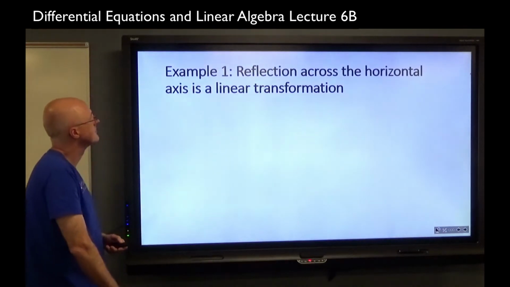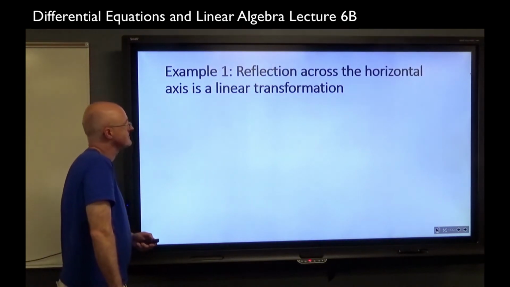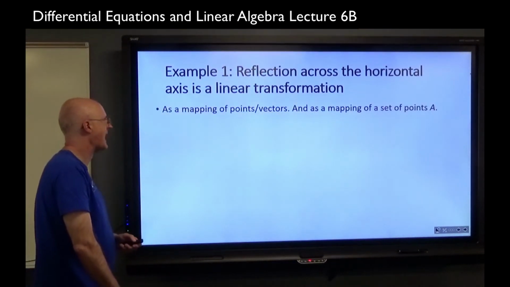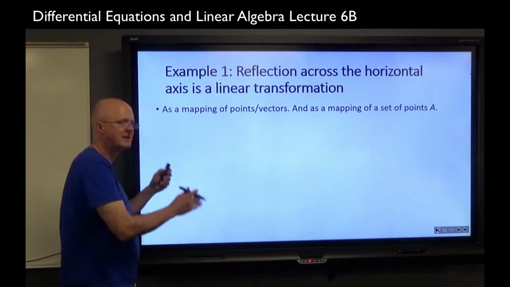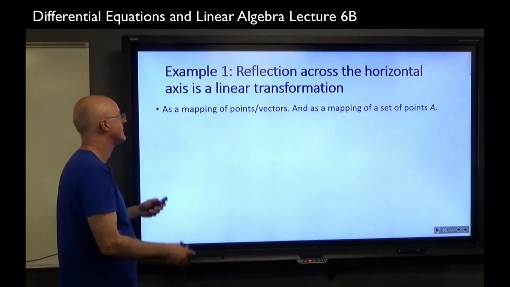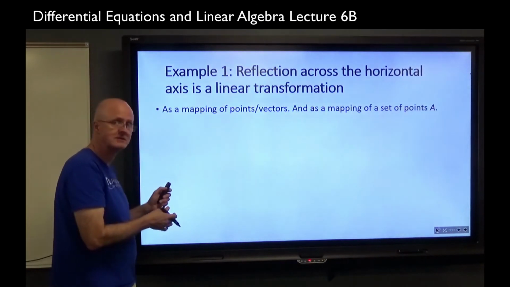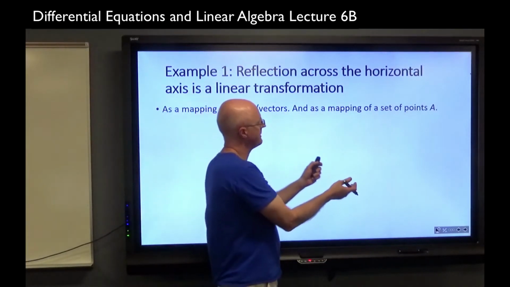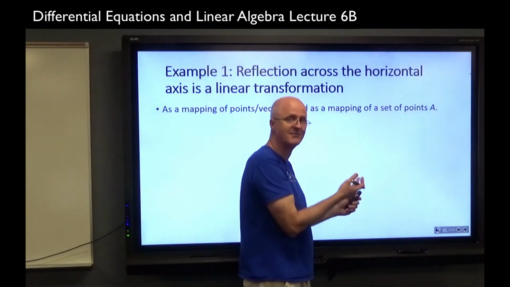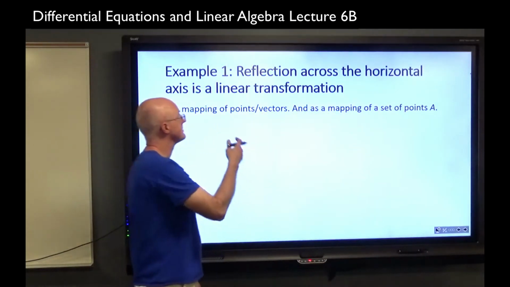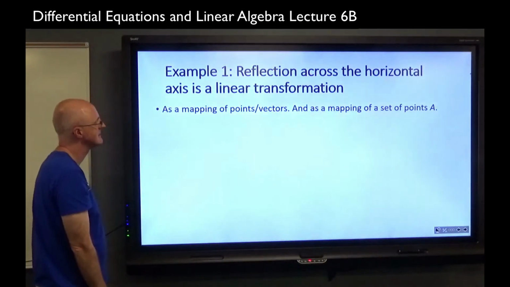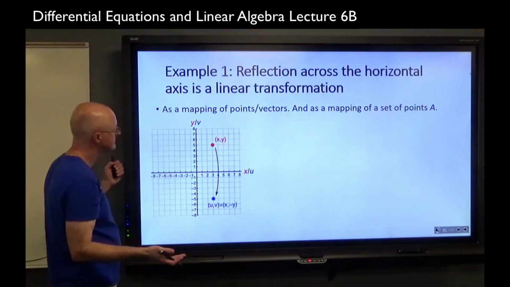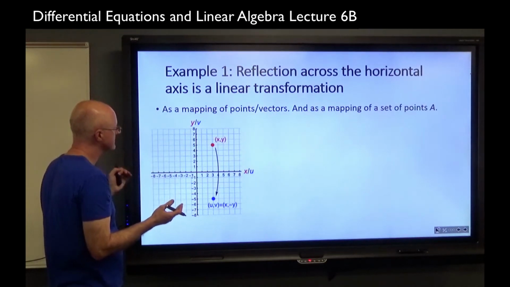Example 1. Reflection across the horizontal axis, as a mapping of points or vectors and as a mapping of a set of points A. So I'm about to show you actually three pictures. The first picture is how we think of it as a mapping of points. The second picture is how we think of it as a mapping of vectors. And the third picture is going to be an animation showing how a certain set of points gets transformed under this reflection across the horizontal axis. Here's the first picture. So you see a plane, a rectangular grid in that plane, graph paper, that's rectangular coordinates.